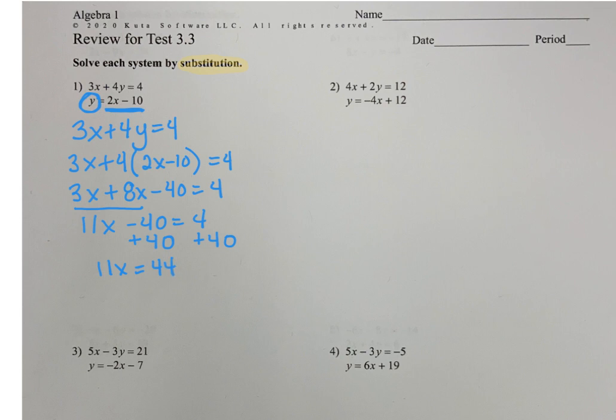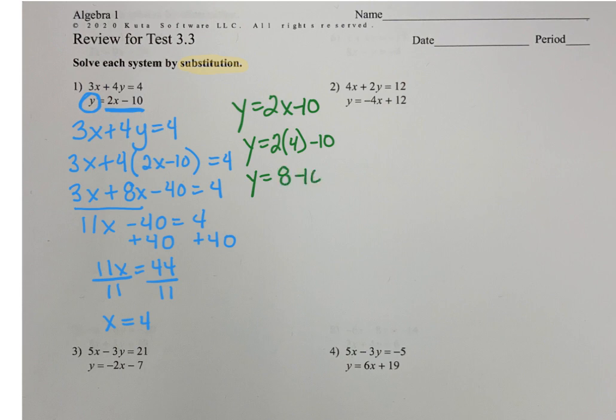Now our last step here is to get rid of our coefficient. If I have 11 times x, my inverse operation is division. So I will divide by 11 on both sides. I'm left with x equals 4. Okay, now my next equation is y equals 2x minus 10. Okay, so now y equals 2 times, I know x is 4, minus 10. So I've got y equals 2 times 4 is 8, minus 10. 8 minus 10 is negative 2.